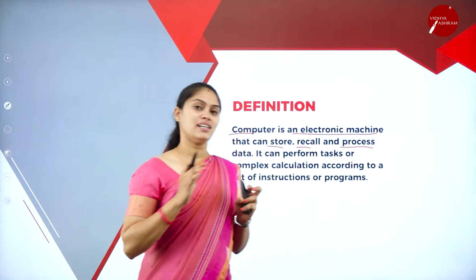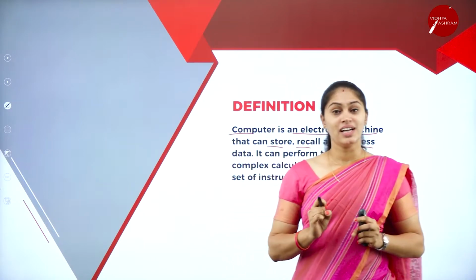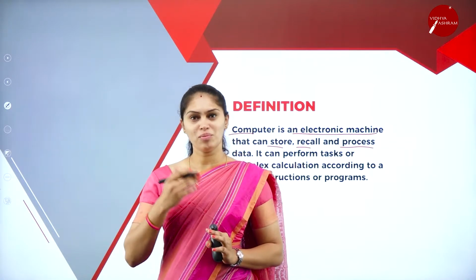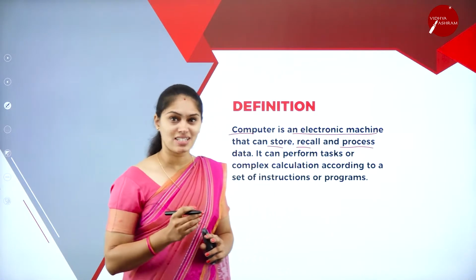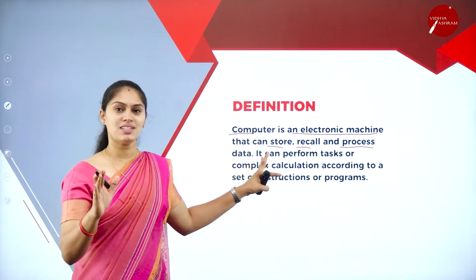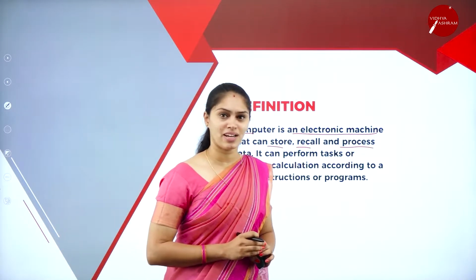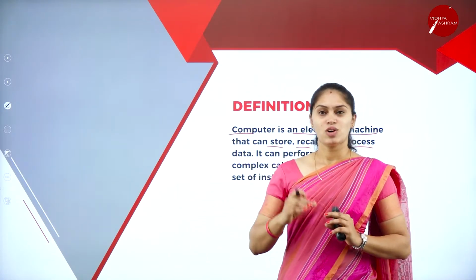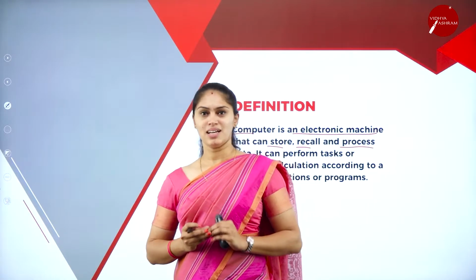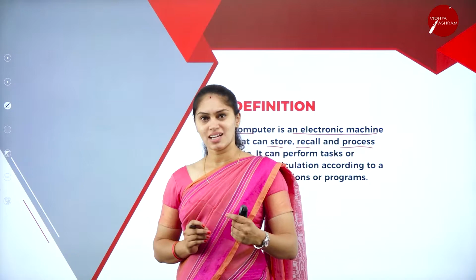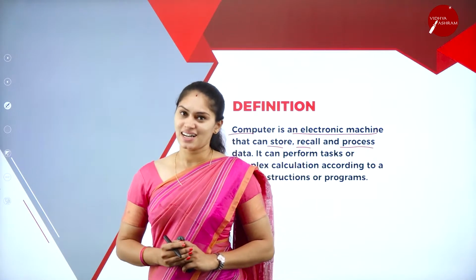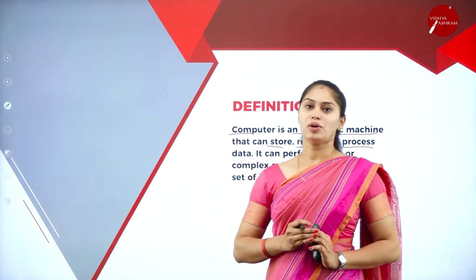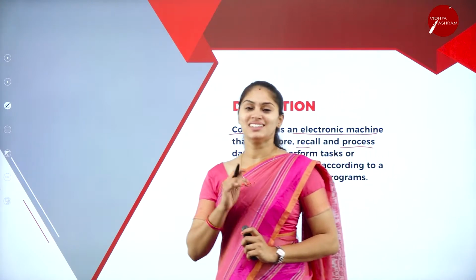What can it do? It is an electronic machine. It can store, it can recall and it can process the data. I am going to discuss what storing means, what process is, what data is and so on. As of now, just remember the computer is an electronic machine. It can store, it can recall and it can process the data. I am going to give some tasks to the computer system. At that time, the computer will process the data and give me the result. To make our life easy and to reduce the complexity of problem solving, we use the computer system.